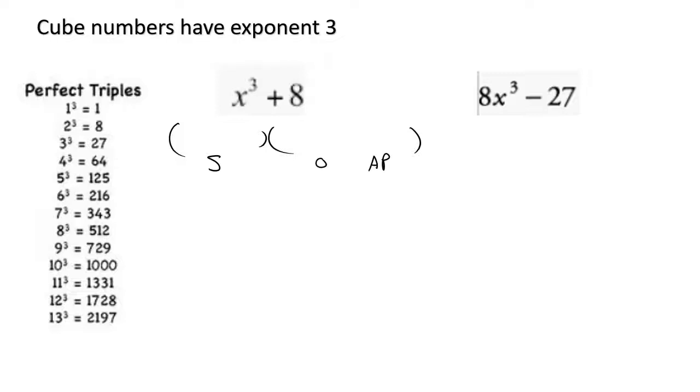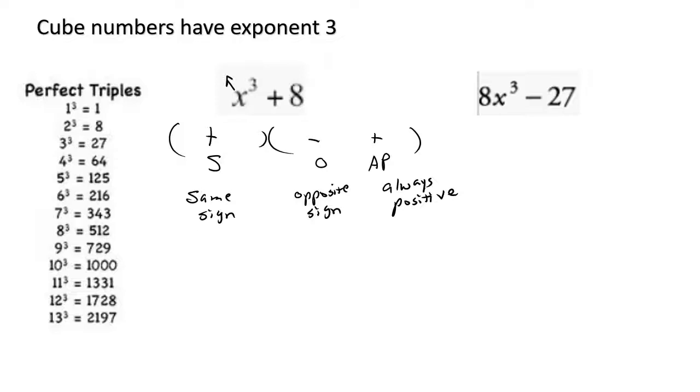The abbreviation SOAP stands for same sign, opposite sign, and always positive. You will place these signs into the place, so that'd be a positive like the original, a negative, and then a positive. Then you break apart your cubes.